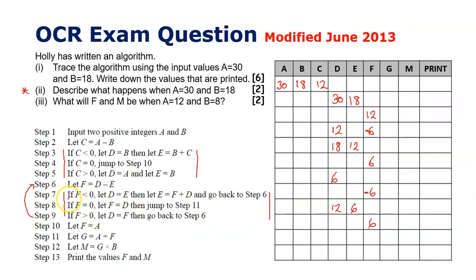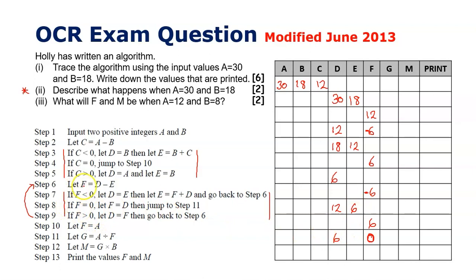So now I've done my F. It asks me again, which one is it? Well, it's greater than 0, so F is greater than 0. D equals F. D equals, this is 6. Then go back to step 6. Boom. Let F equals D minus E. My F is D, 6 minus 6. At long last, I've got the magical 6, which seems to be what I've been looking for all this time. D minus E, 6 minus 6, yes.